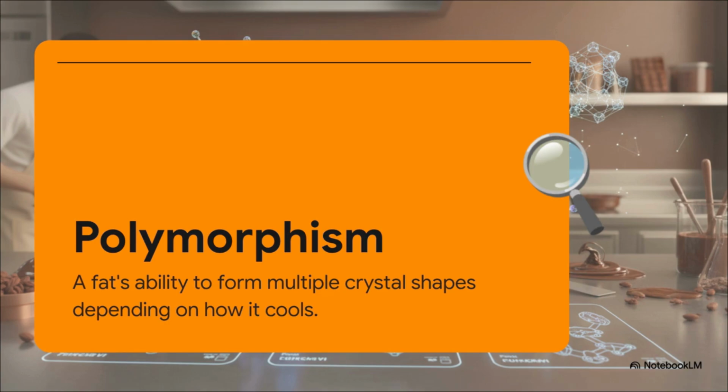So, what does this actually mean for our chocolate? Well, when chocolate is in a hot, liquid state, its fat molecules are basically running wild. They are moving completely at random. But as the temperature drops and the chocolate cools down, those molecules have to lock together to form solid crystal structures. It's kind of like bricks trying to form a wall. But here's the catch. Because cocoa butter is polymorphic, those bricks don't just stack in one single way.